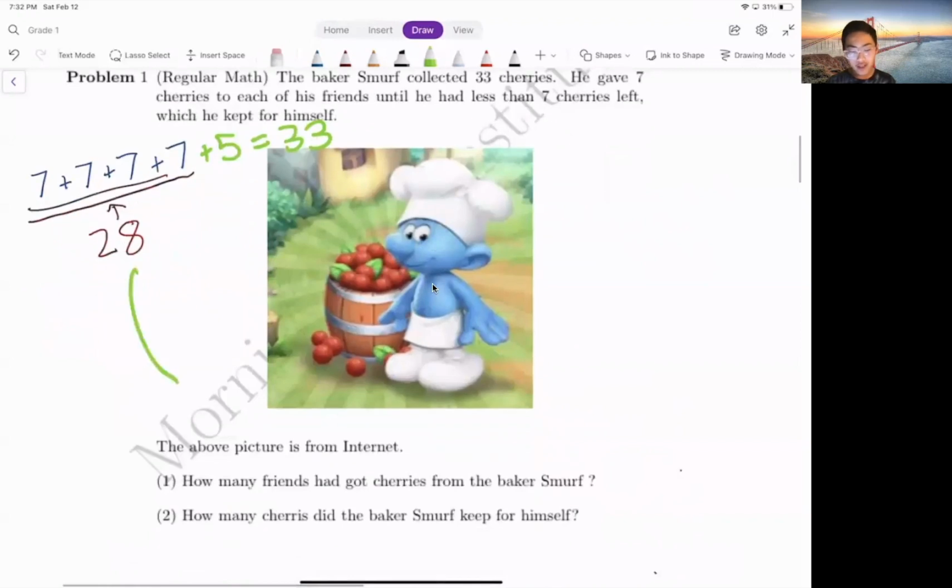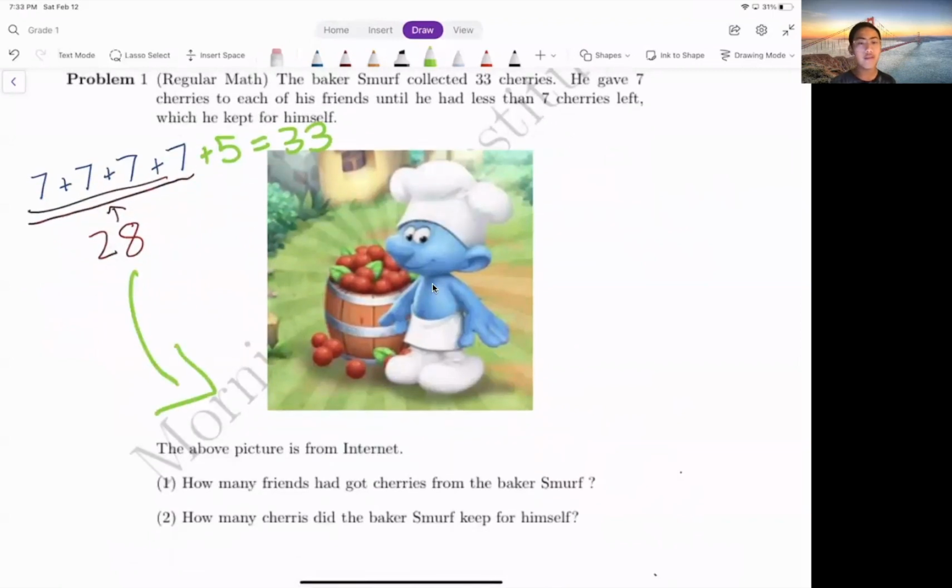So from this, we can deduce how many friends have gotten cherries from the baker Smurf? Well, the answer is just 4 because there are 4 sevens. And how many cherries did the baker Smurf keep for himself? That's just in the green. How many are left over? 5 were left over. So therefore, the baker Smurf kept 5 cherries for himself.